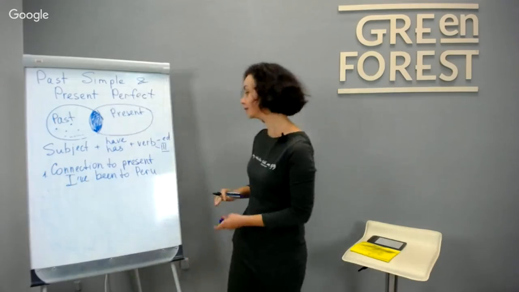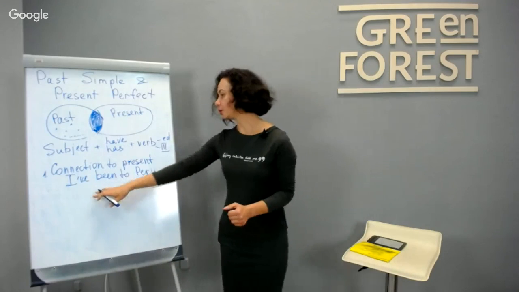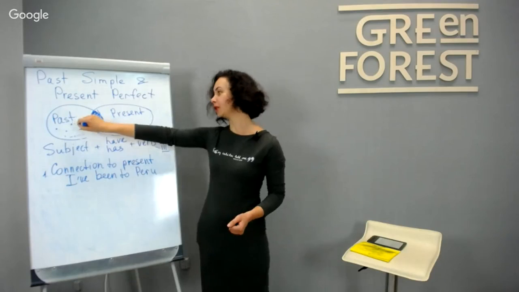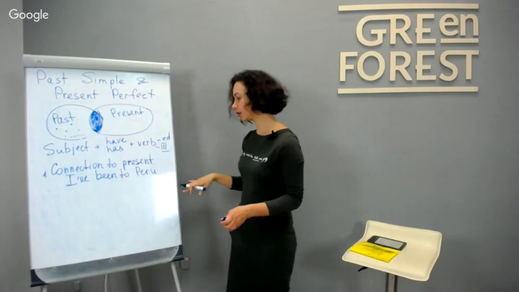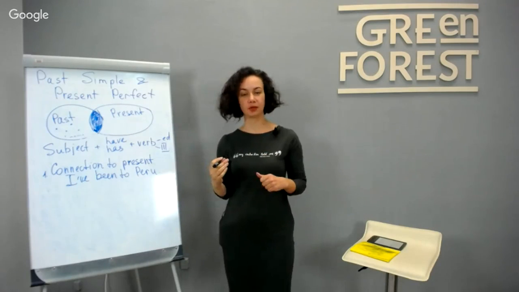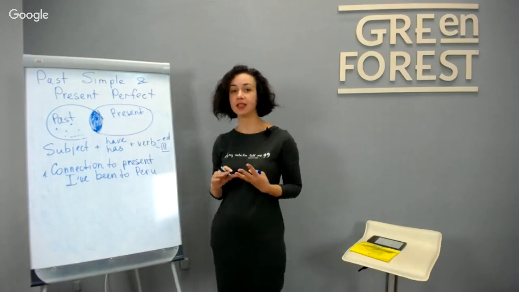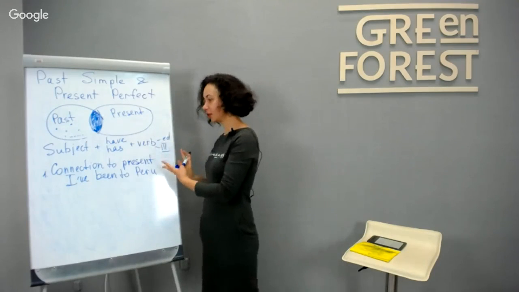I have been to Peru. As you can see, I just wrote "I have been to Peru." So this is my action. Maybe it was in the past, but I want to show you that I still have some feelings about this trip. And by not telling when I did it, I show that it has a connection to the present.